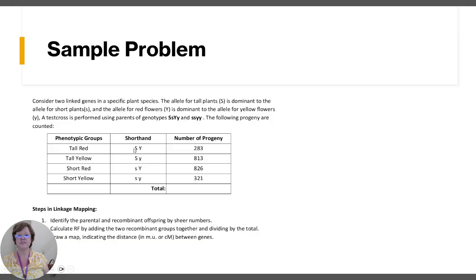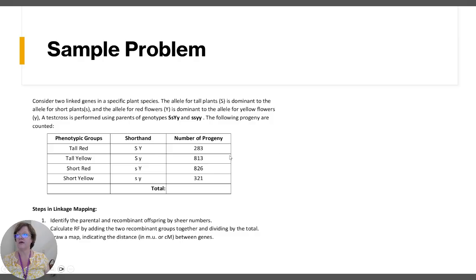So the tall red individuals are big S, big Y. The tall yellow are big S, little y, and so on. But I eliminate that little s and that little y because it will be the same for each of these offspring groups. So really what I'm showing you in the shorthand is what allele combination is coming from this double heterozygous parent. And that's all we really need to focus on, because the number of crossovers there is going to give us a measure of the genetic distance between the genes. That's how we do genetic mapping.